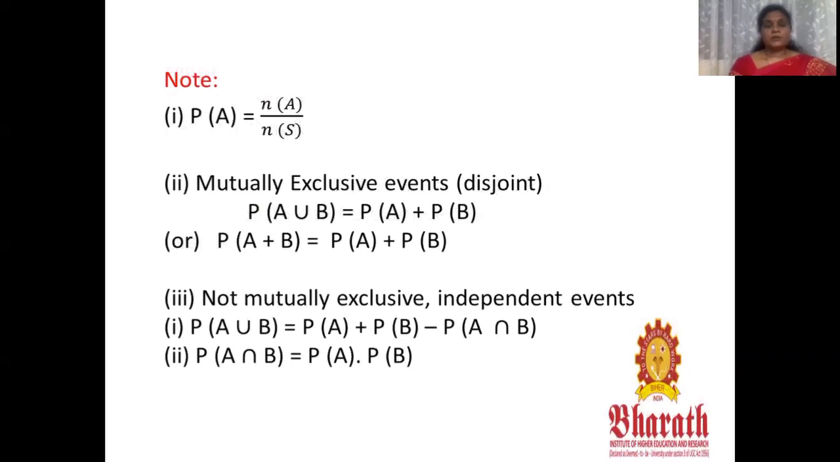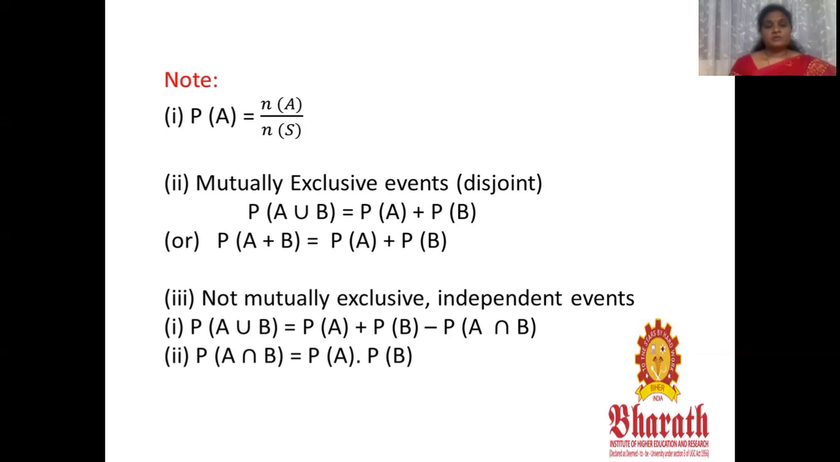Note, probability of A is equal to n of A divided by n of S. For mutually exclusive events or disjoint events, probability of A union B is equal to probability of A plus probability of B.